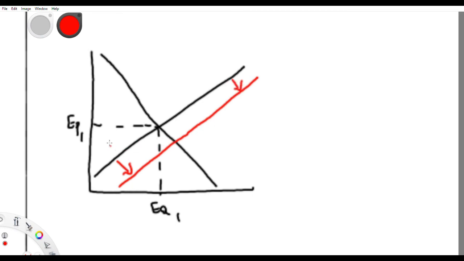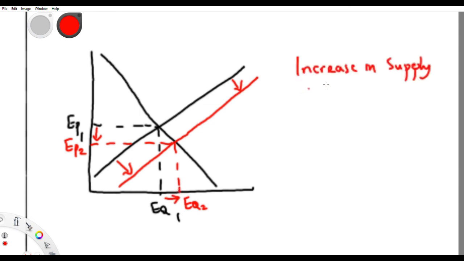Now let's trace it. If the supply increases and the demand remains the same, what happens to equilibrium price? What happens to equilibrium quantity? So now this is equilibrium price 2, this is equilibrium quantity 2. You realize that equilibrium price reduces and equilibrium quantity increases. An increase in supply would make the equilibrium price reduce and the equilibrium quantity increase.